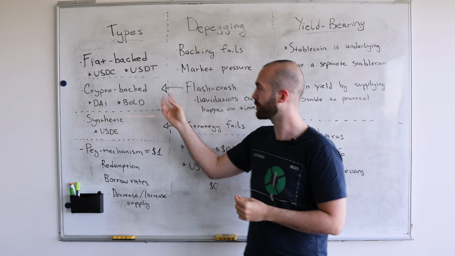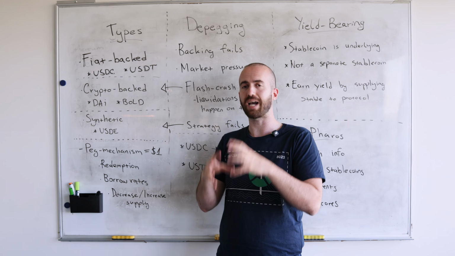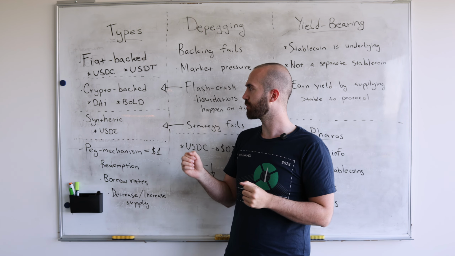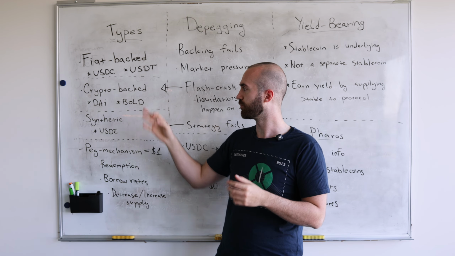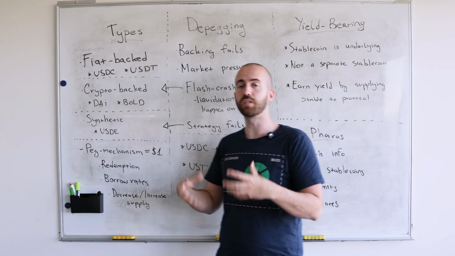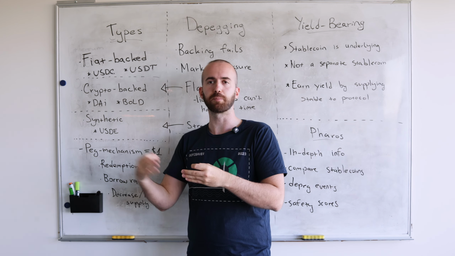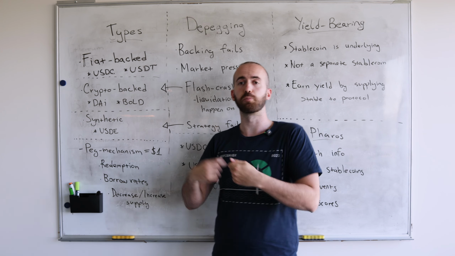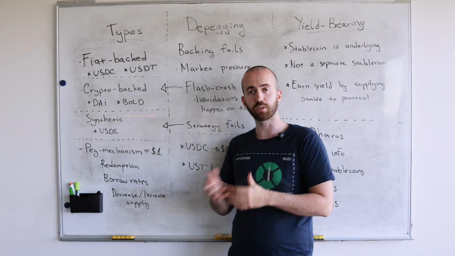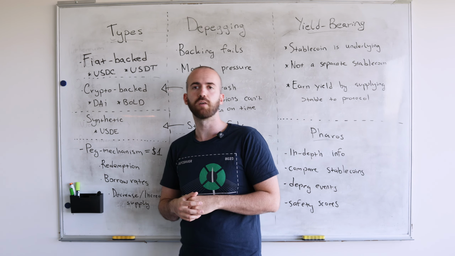Now, crypto-backed stablecoins work a bit differently. So they have a crypto asset that's backing them instead of a real world asset. And one of the examples is DAI and BOLD. Now, DAI is the MakerDAO stablecoin. BOLD is the Liquity V2 stablecoin. How do they work? So a user would have to come to the protocol like MakerDAO or Liquity V2. They would supply their crypto token, for example, ETH or Bitcoin. In the case of Liquity, it's just ETH and liquid staking versions of ETH.